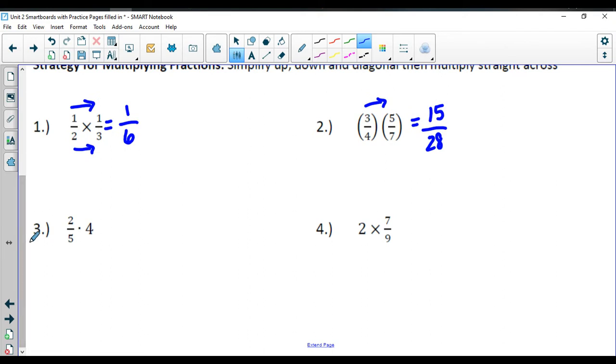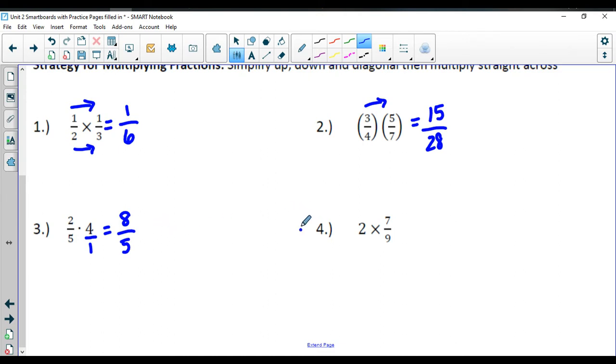Take a look at question number 3. We have 2/5 times 4. 4 is a whole number, which we can also write as 4 over 1. We can't reduce anything on the diagonals, so we'll multiply straight across. 2 times 4 is 8. 5 times 1 is 5. I know it's kind of weird, but like I said, we are trying to get used to writing our answers as improper fractions, so we're going to leave this as 8/5.